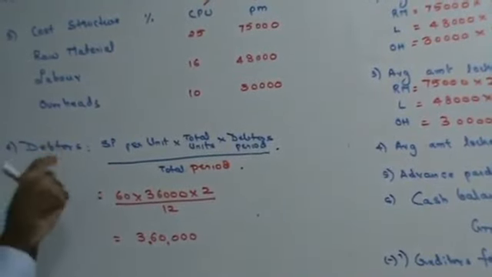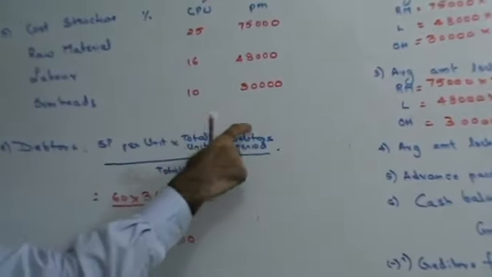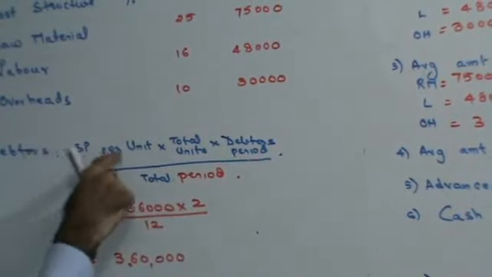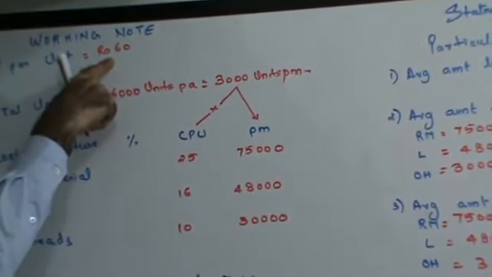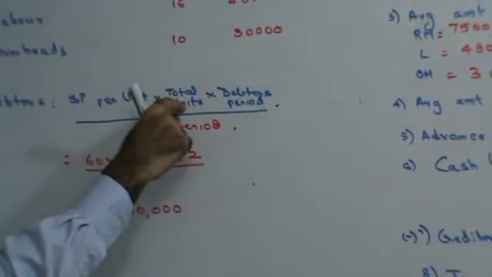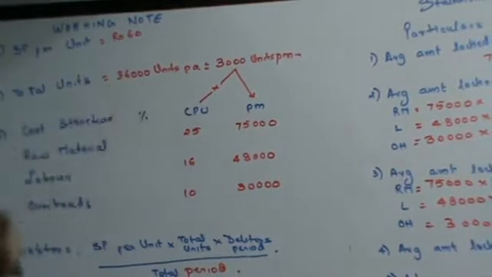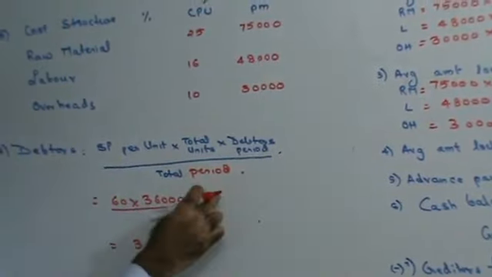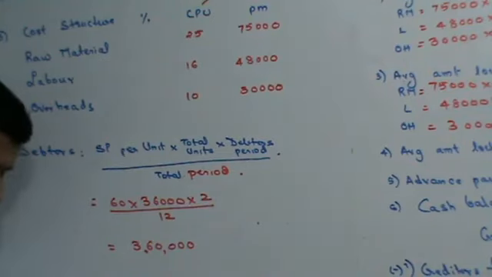Right? Do we get this thing clear? Let's see this once again. The formula says selling price per unit into total units into debtors period upon total period. Right? Now from where do I get selling price per unit? My working note 1 shows me my selling price per unit, which is 60. Total units. From where do I get total units? That I get from my working note 2, 36,000 units per annum. Debtors period is given to you in the sum, 2 months. Divided by total period. Total period, there are 12 months in a year. When you multiply this comes to 3,60,000 rupees.